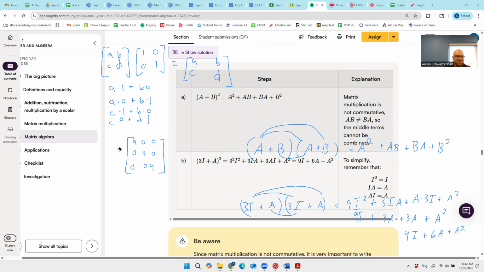So if these were 2's, I'd just have 2A, just like I would with a scalar multiple. It'll make sense when you write it out. Yeah, you really do have to write things out to justify stuff.